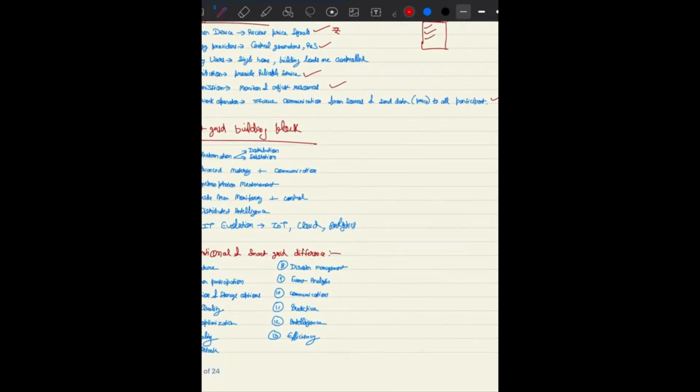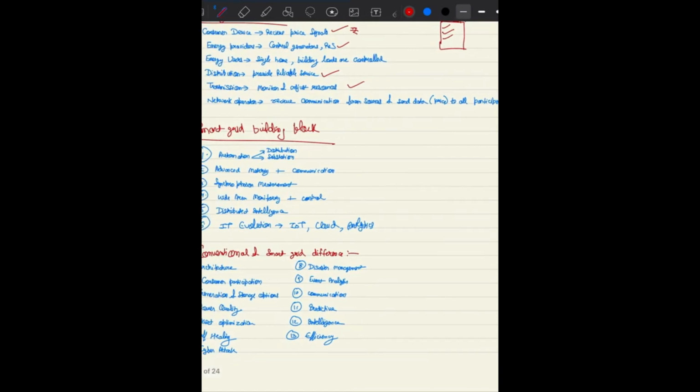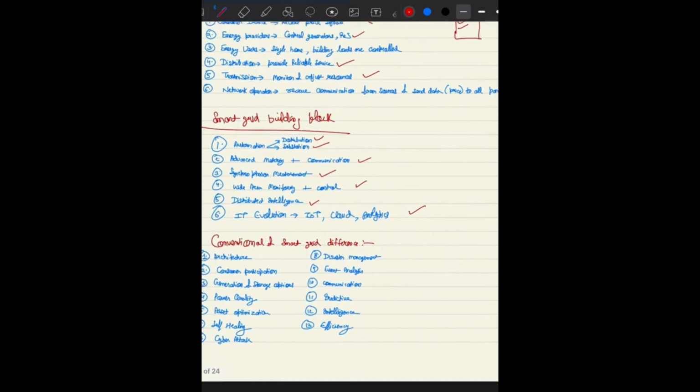Then come our smart grid building blocks. Whenever we talk about building blocks, what are basically building blocks? They comprise the automation part. Which automation? Distribution and substation automation. It provides advanced metering and communication capability, synchrophasor measurements, wide area monitoring and control, distributed intelligence, IT evaluation of IoT, and cloud computing. The next part we come to is the basic difference between the conventional grid and our smart grid.